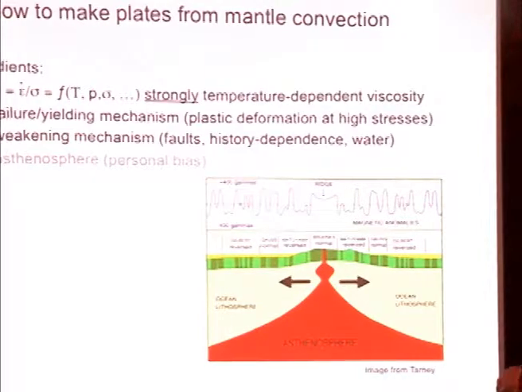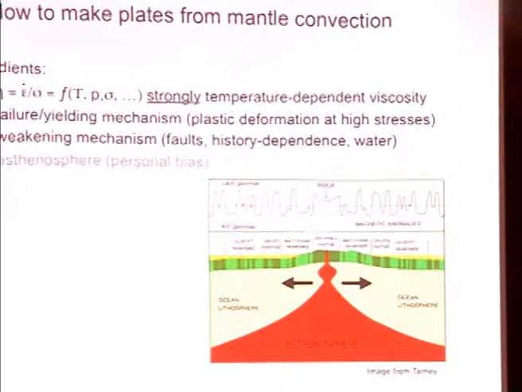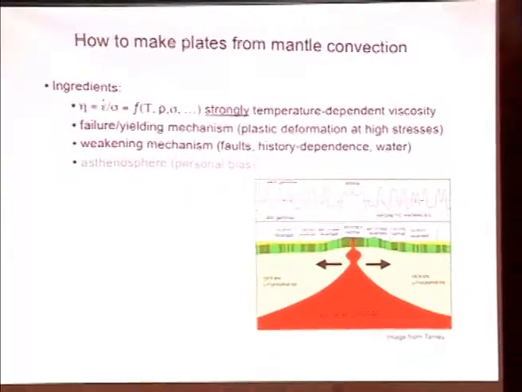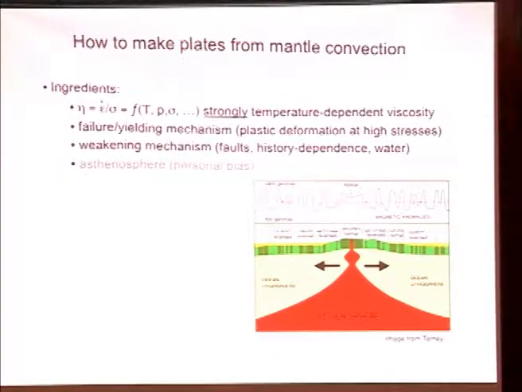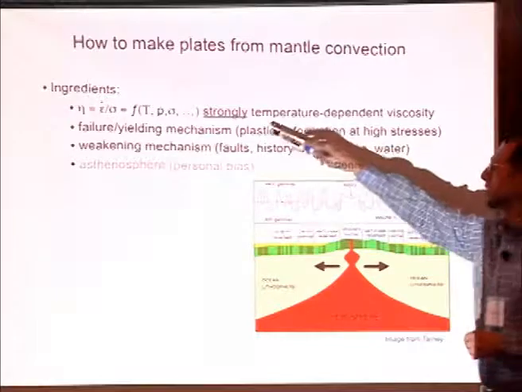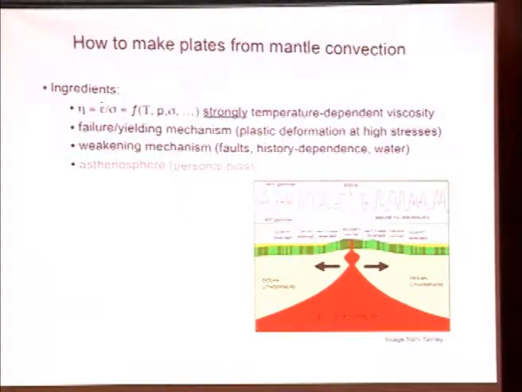So how do you make plates from mantle convection? I think one of the major ingredients is a strongly temperature-dependent viscosity, to get a thick and mechanically strong lid on your surface. Then, if you have that strong lid, you also need to find a way to break it. You need some mechanism that allows for failure, for yielding at sufficiently high stresses. You might also want a weakening mechanism, because maybe your convective stresses aren't high enough on Earth.